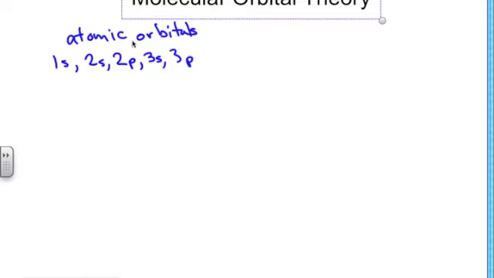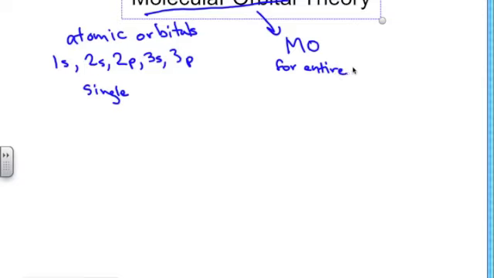Atomic orbitals refer specifically to orbitals that hang around a single atom. Molecular orbitals, or what we shall refer to for brevity's sake as MOs, refer to orbitals for entire molecules. So these are the orbitals that form when two atoms bond. A lot of the same rules apply.